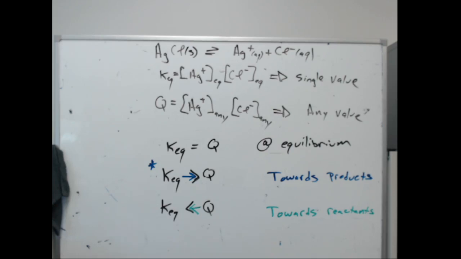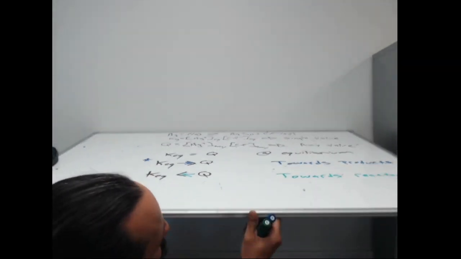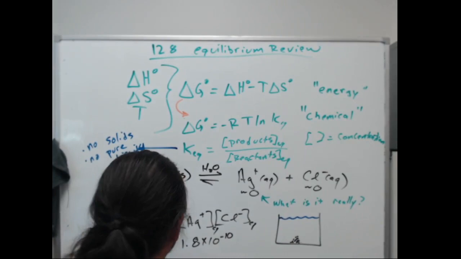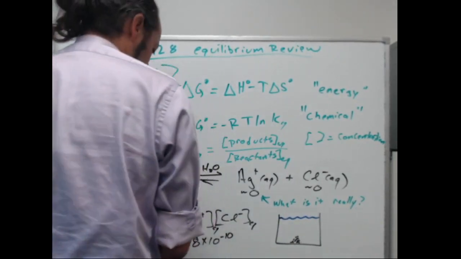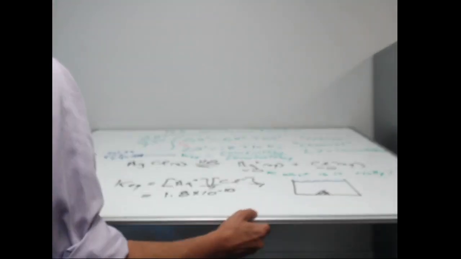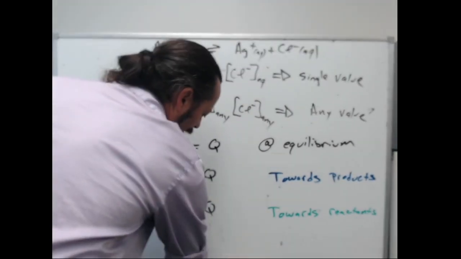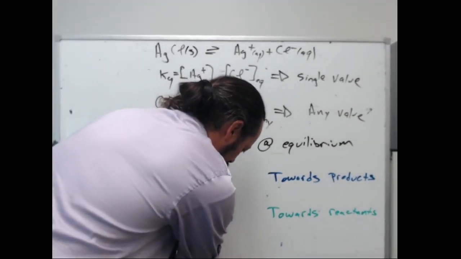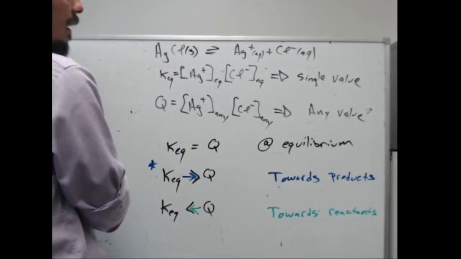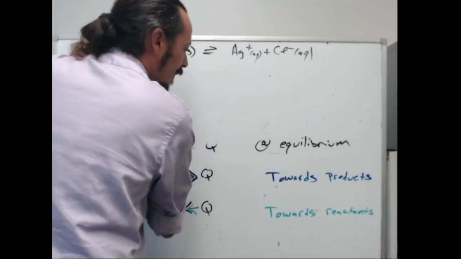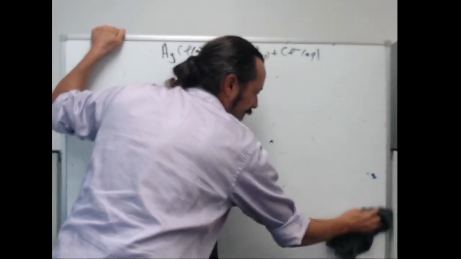Okay. So let's talk about that. I say towards products and towards reactants. That means we're referring to a particular chemical reaction. And the subscripts help us talk about which chemical reaction we're talking about. So for this particular chemical reaction, I'm just going to erase this stuff all the way back up to here.